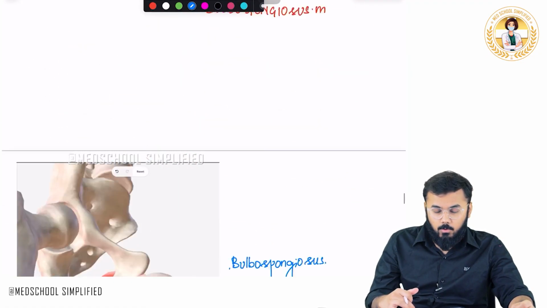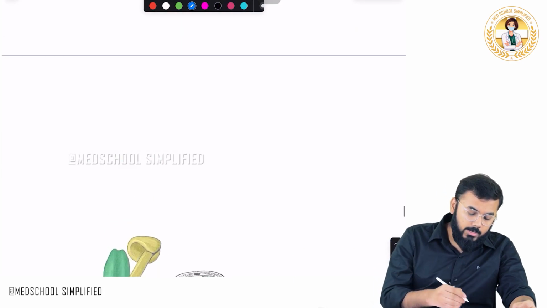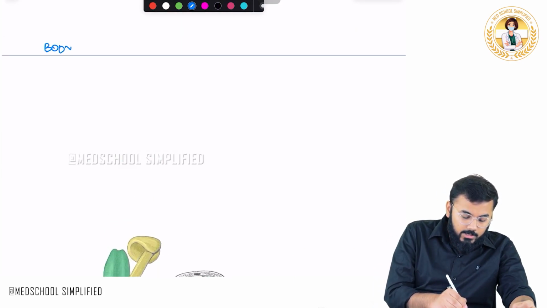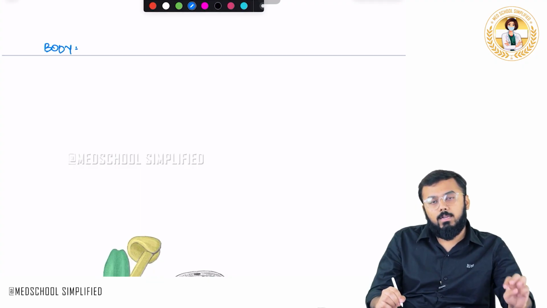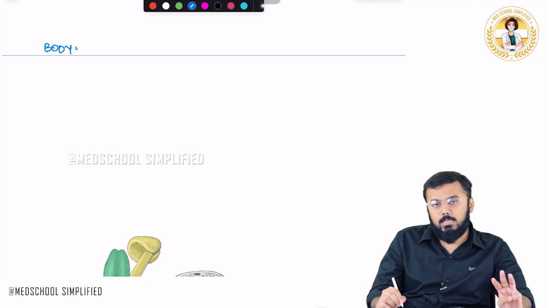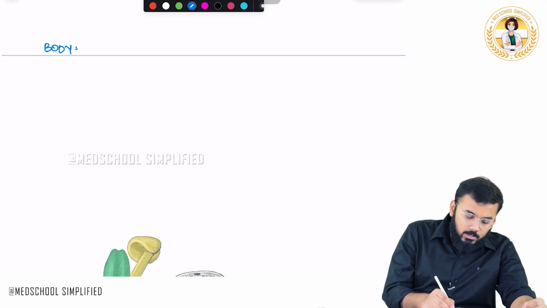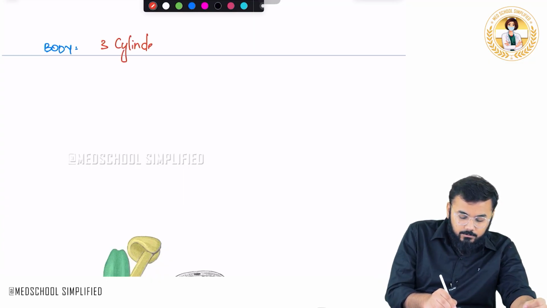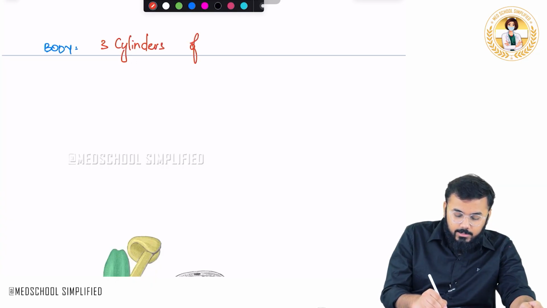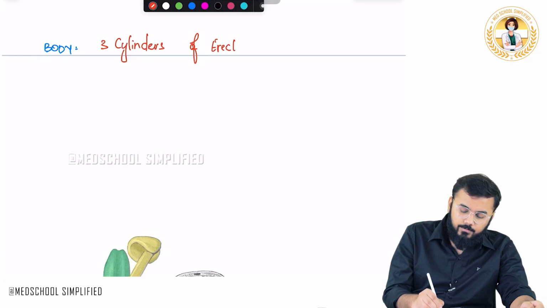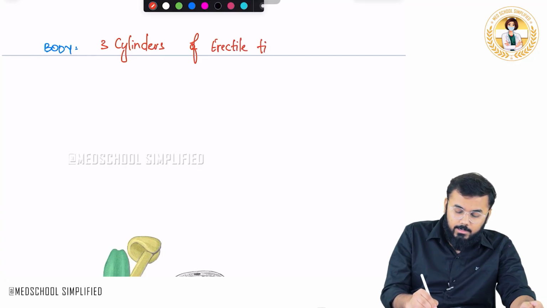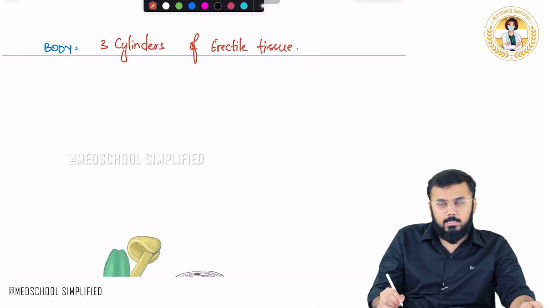The green part is called the body. If you look at the body, within the body you have three important cylinders that are responsible for erection. So within the body there are three cylinders. These are called cylinders of erectile tissue. So what are these three cylinders?